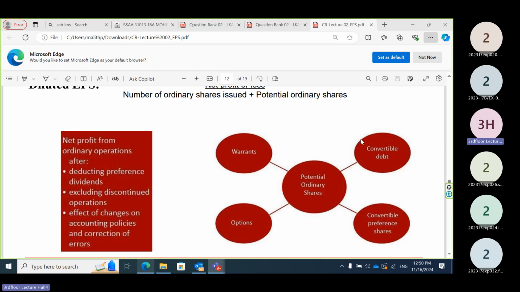If there's a dilutive impact, only then are we going to disclose it. Keep that in mind. But in a normal scenario, it cannot happen like that.